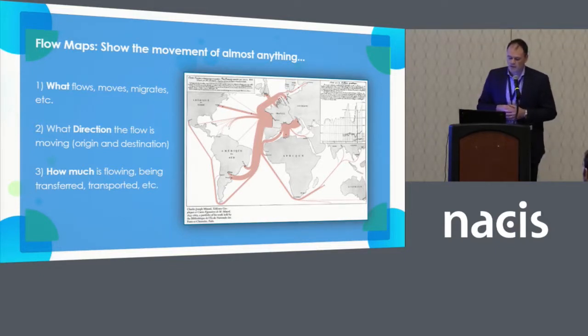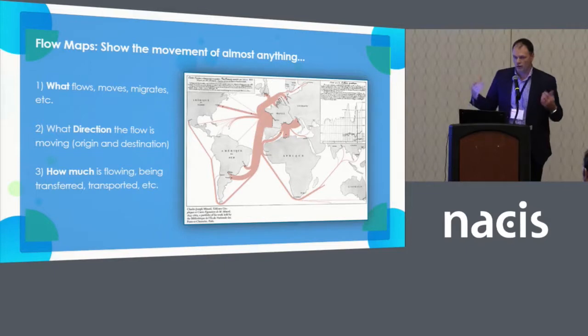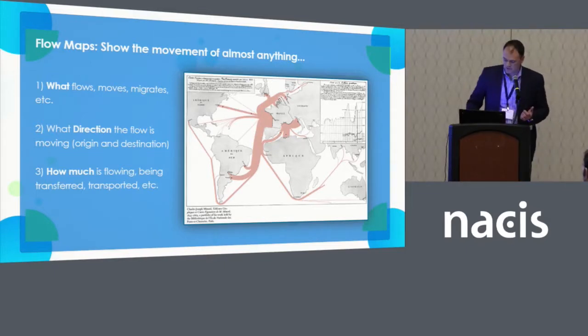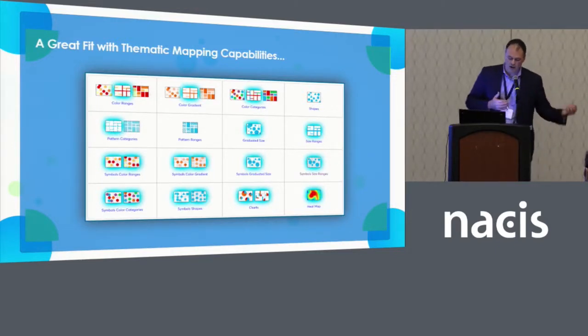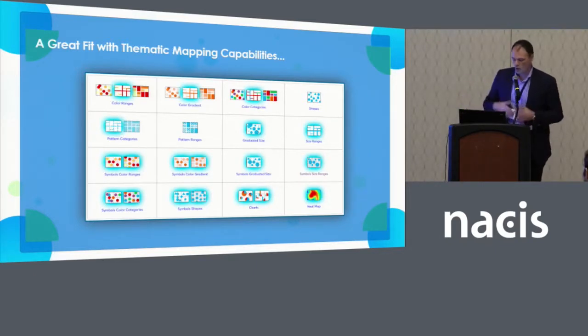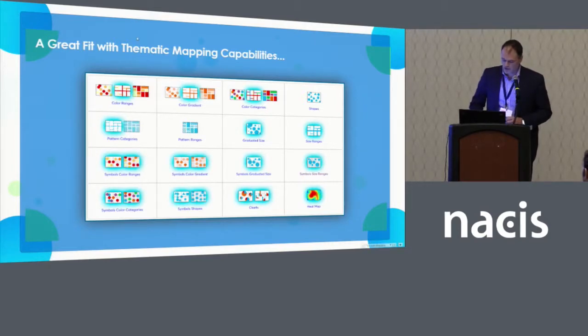There are 3 things, really: what flows, what's going out of where, and the direction of the flow is the key thing. So there's an origin and there's a destination, and more importantly, how much is flowing, the quantity or the volume. It's a key piece. That jives extremely well with thematic mapping capabilities, being able to work with colors, style and stroke width, graduated size. All those options are perfect when it comes to displaying this kind of data.